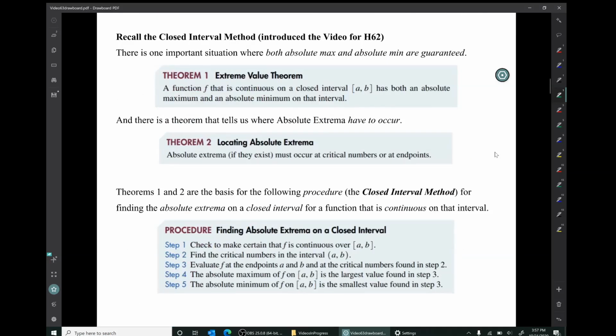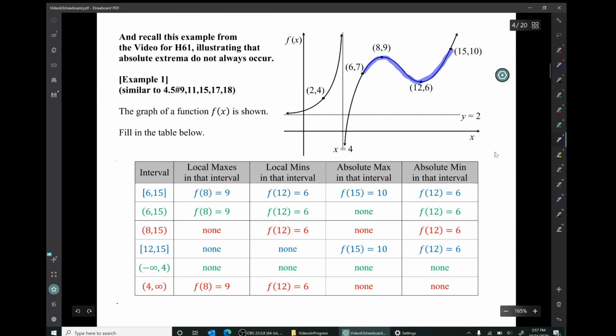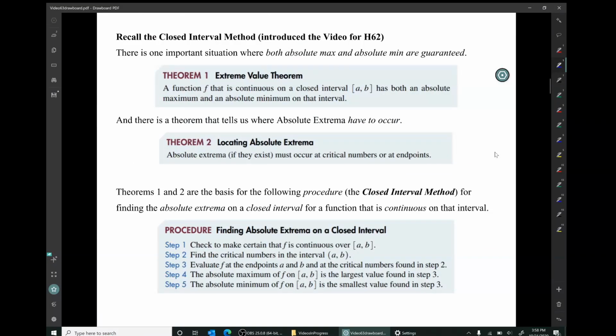But there was one important situation where both the absolute max and absolute min are guaranteed. That was the case of a function f that's continuous on a closed interval. A function like that has both an absolute max and an absolute min on the interval. So that interval of the graph, from 6 to 15 with the endpoints, had both an absolute max and an absolute min. And there was a theorem that tells us where those absolute extrema have to occur. They have to occur at critical numbers or at endpoints of the domain.